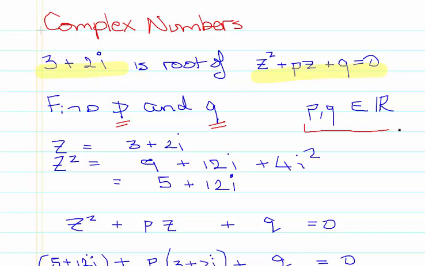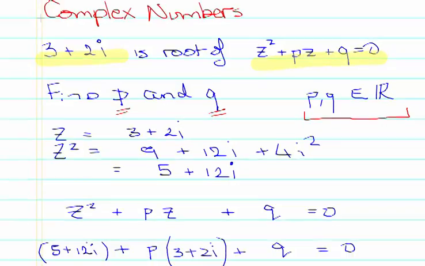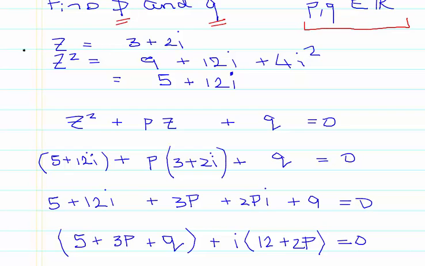Importantly, it tells us that they are real numbers. They are not complex numbers, okay? And in fact, they might even be integers. We'll see. So we'll start off with this expression here, and we'll let z equal 3 plus 2i, as we're told in the question.